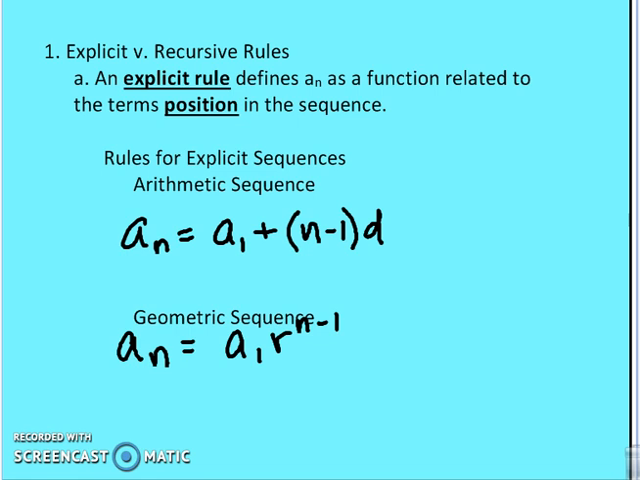So for an arithmetic sequence, a sub n is equal to the first term plus n minus 1 times the common difference. And for a geometric sequence, a sub n, the nth term, is equal to a sub 1 times the common ratio to the n minus 1.